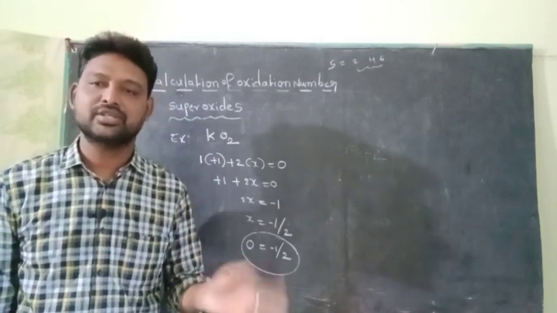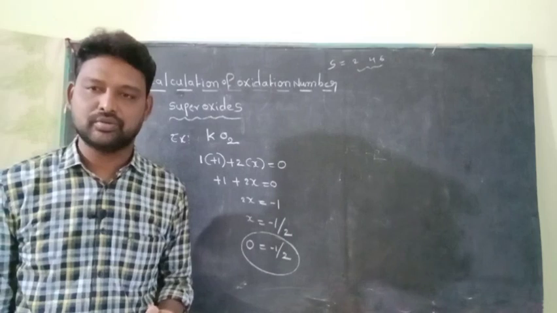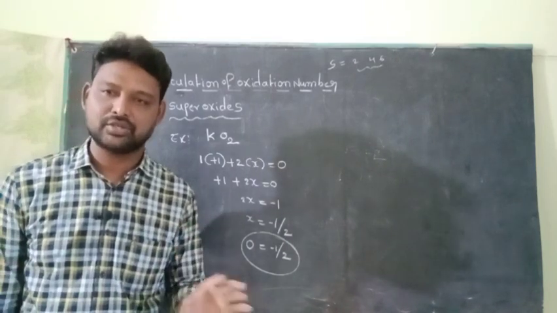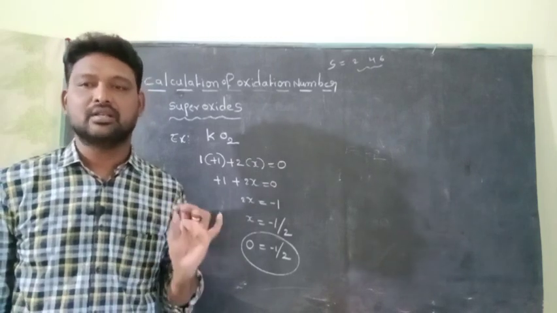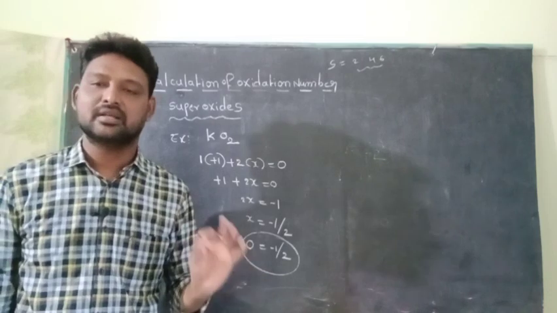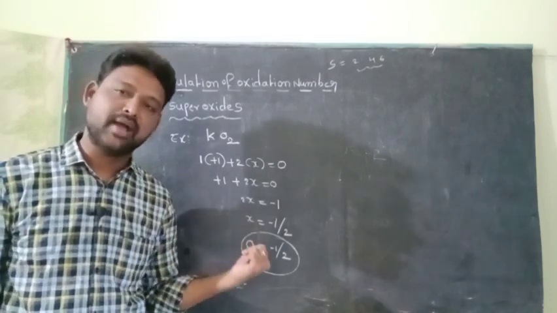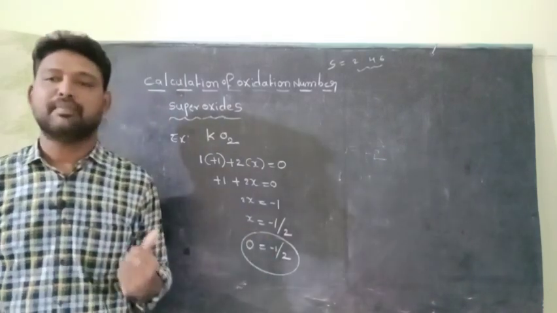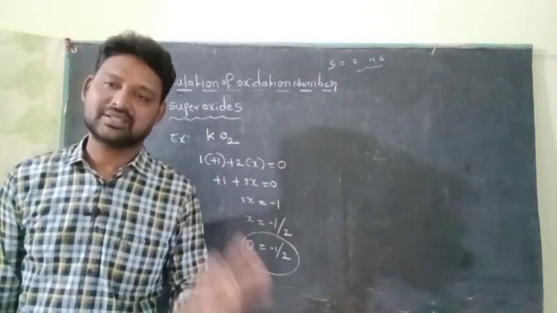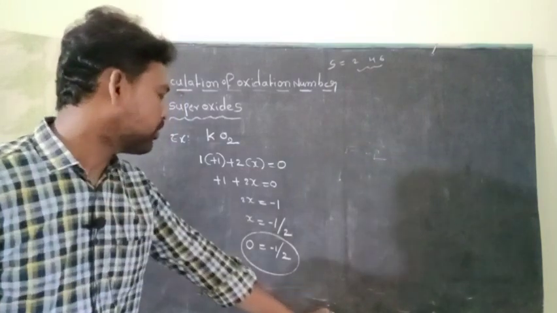So oxygen has different types of oxidation numbers. Generally, the common oxidation number of oxygen is -2. In peroxides, the oxidation number of oxygen is -1. In superoxides, the oxidation number of oxygen is -1/2. The -1/2 means the oxygen is a superoxide. Okay, so one more example.